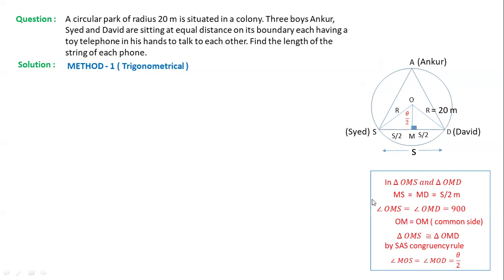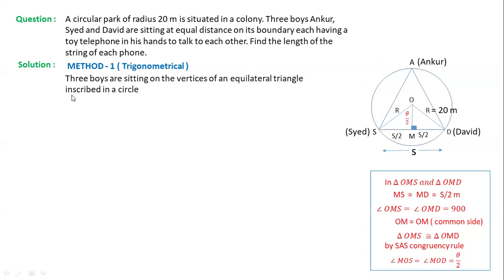Clear? So when you are solving the problem, you need not write this portion. It is only for you to understand. That's why I have written it in red. Don't write this figure and the further calculation. So now this is angle theta by 2, and we take this particular triangle.